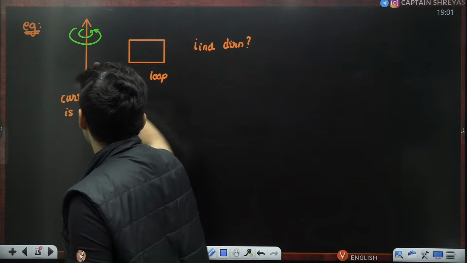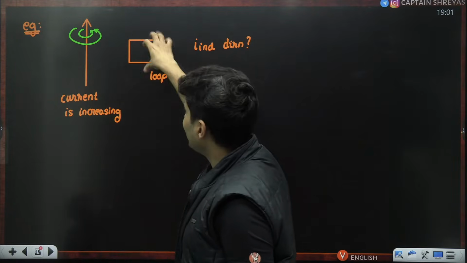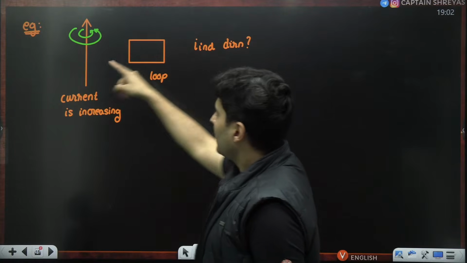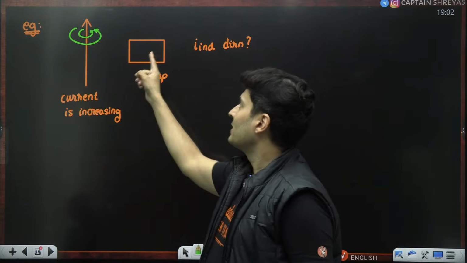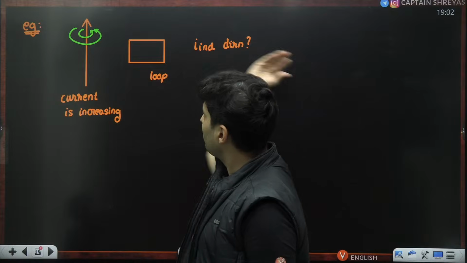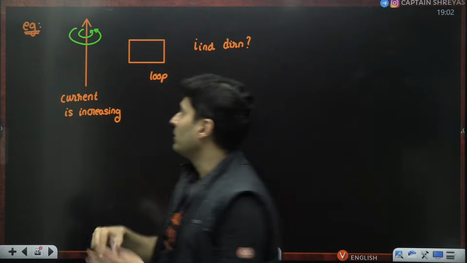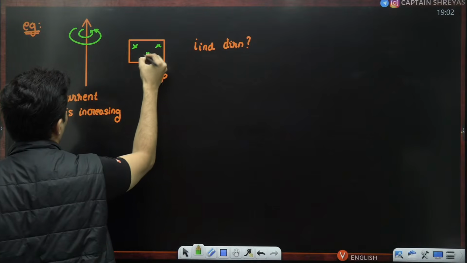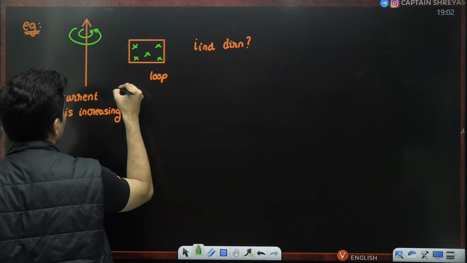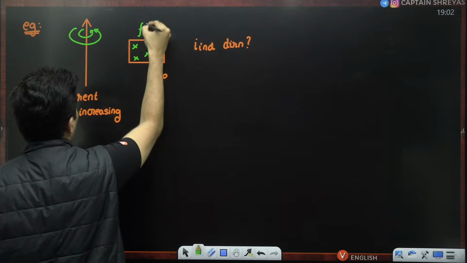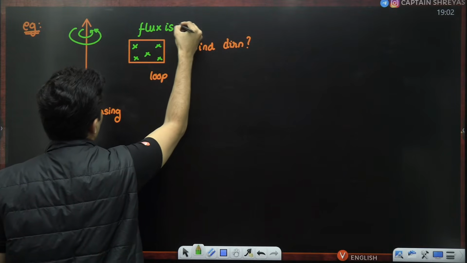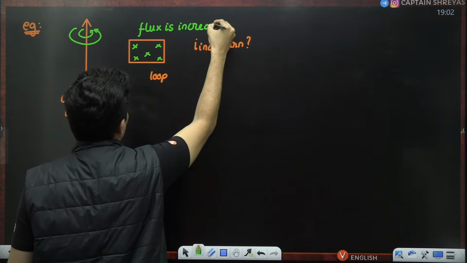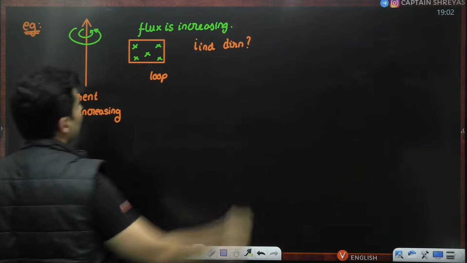So, can you see the magnetic field lines are going inside this loop? It will come out from here and go inside. From behind, it will go behind like that and come from here. So, definitely, the magnetic field lines are passing inside like this. So, the flux is definitely increasing.